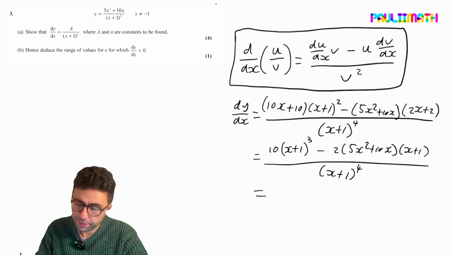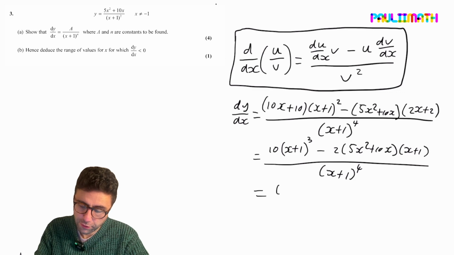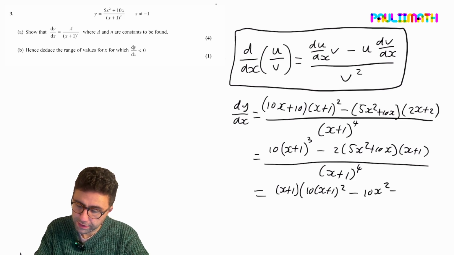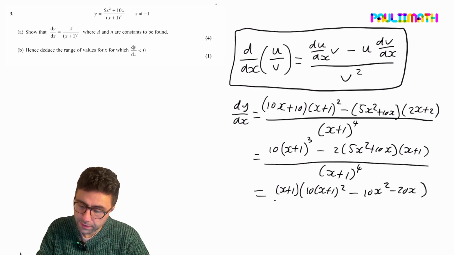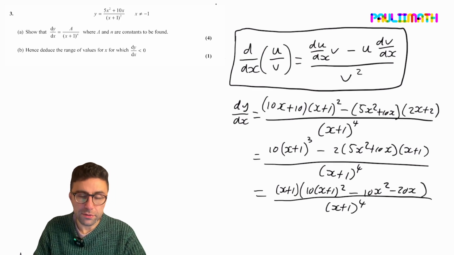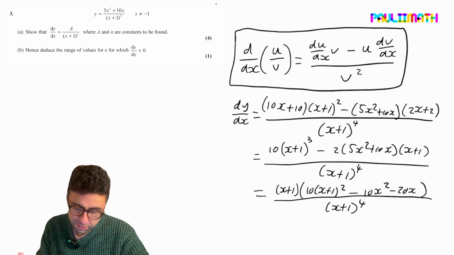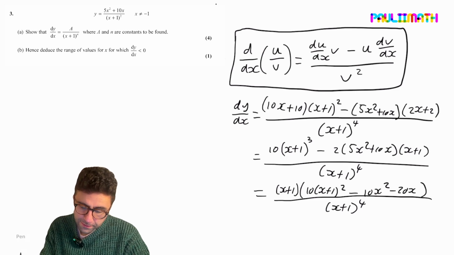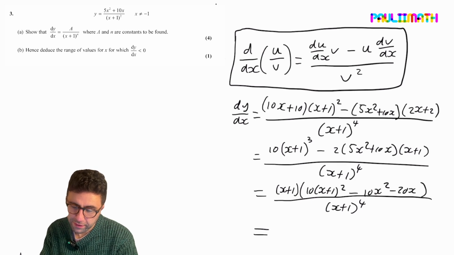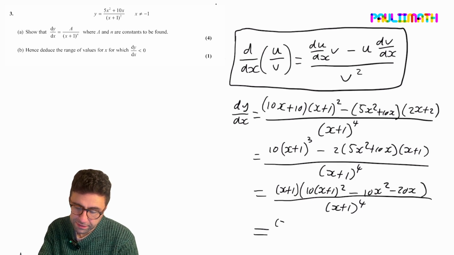Now how did that help? Because, well, I can pull out an x plus 1 at least now on top. 10(x plus 1) squared minus, let's multiply that out, 10x squared minus 20x. I'm not saying it's life-changing. I'm not saying the world is now going to pay me thousands of pounds in lottery winnings, but at least it's a little bit easier to expand the top now.